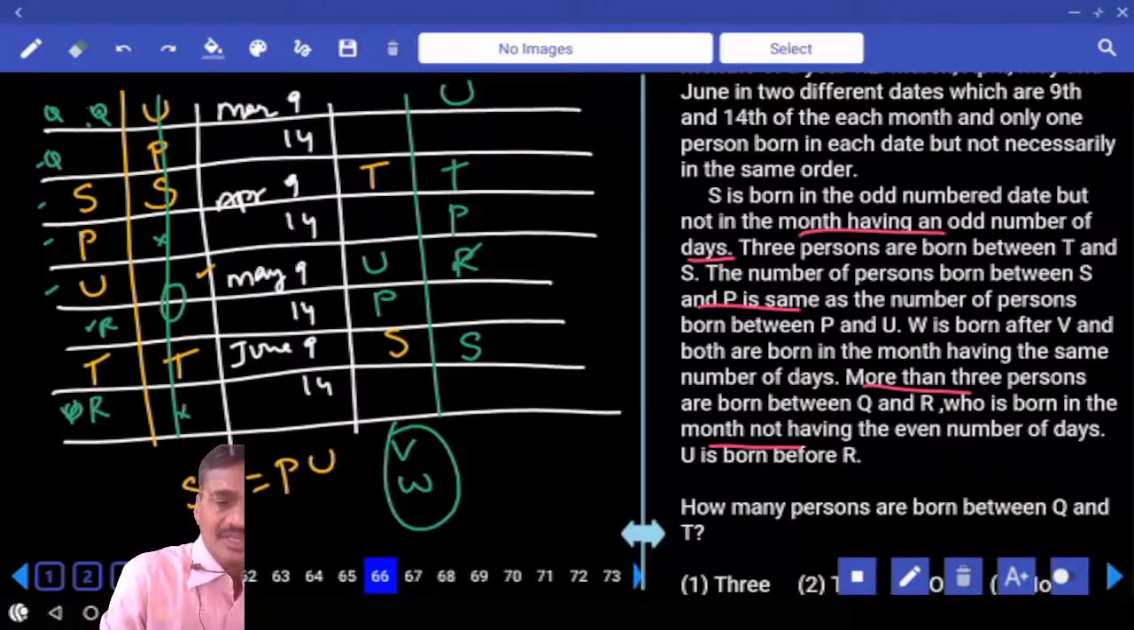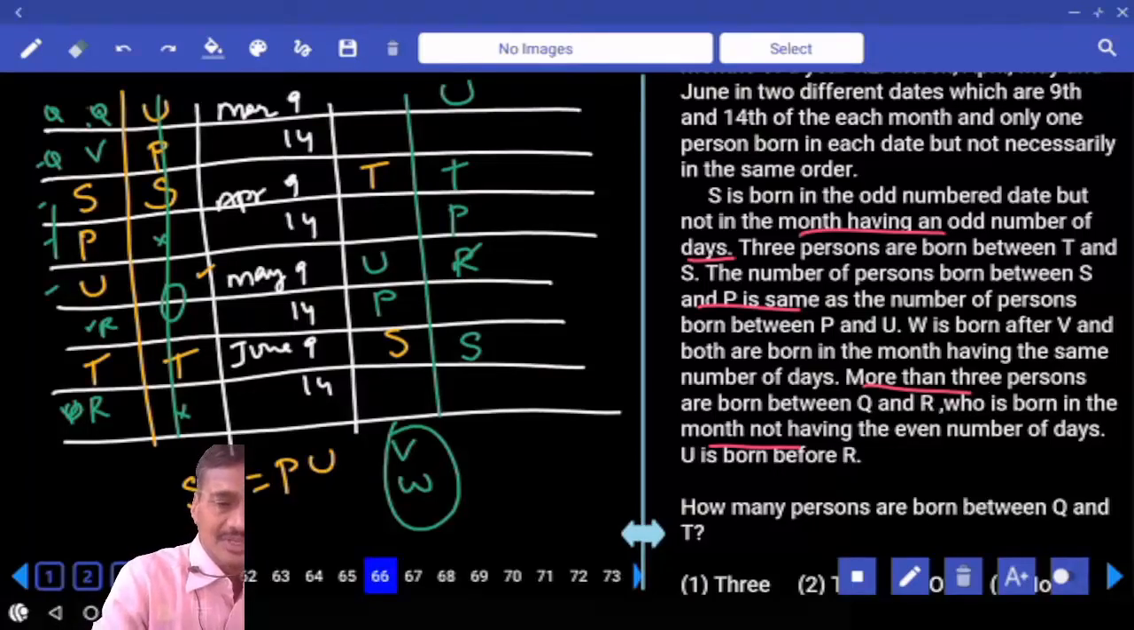V and W cannot be in the month of June, because April is already filled. If they were in June, there would be no chance for April. Hence this V must now be between these two. V can be anywhere.